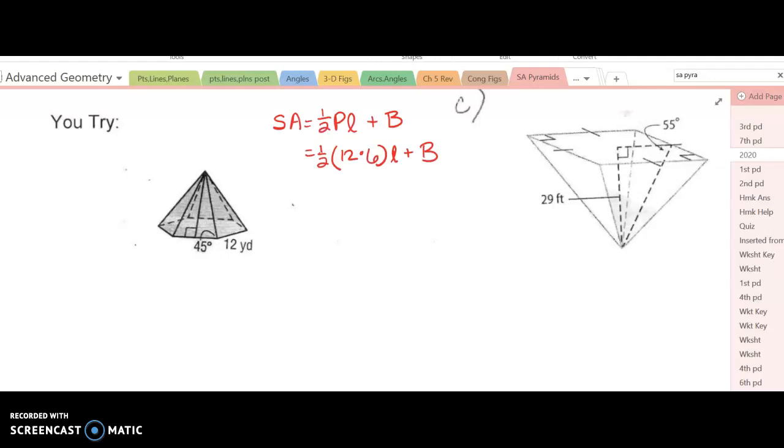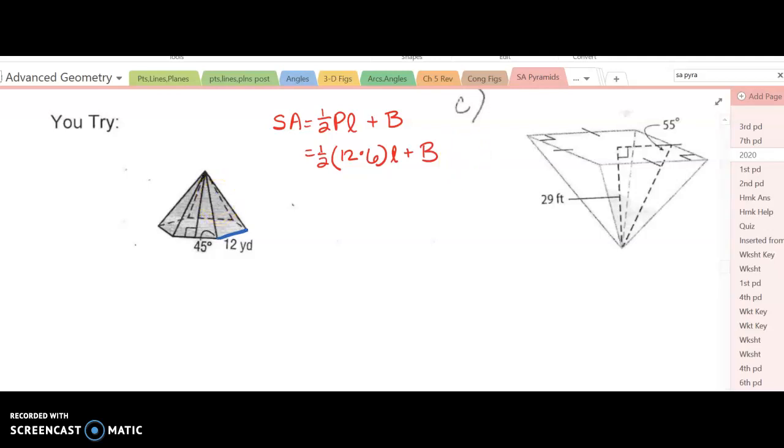Okay, so surface area, we got our formula written down: 1/2 perimeter of the base times slant height plus area of the base. So we have 1/2. My perimeter of the base, there's 6 sides, so 12 for each side. Side length is 12 times 6 sides, and then times our slant height. Our slant height is not given to us, and then we're still going to have to find the area of the base.